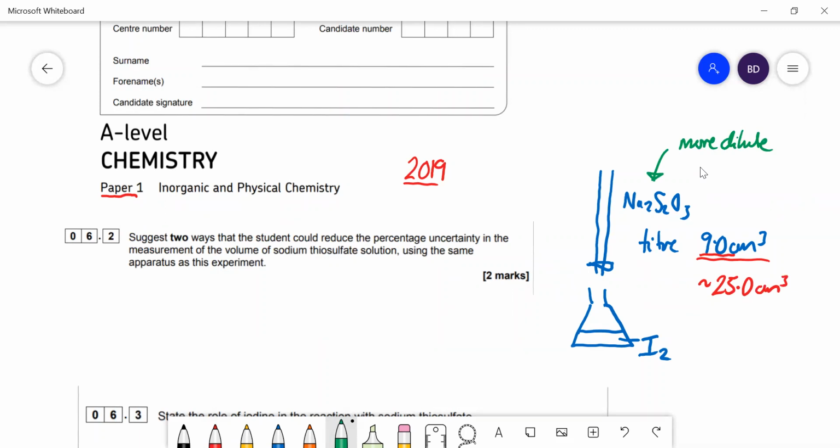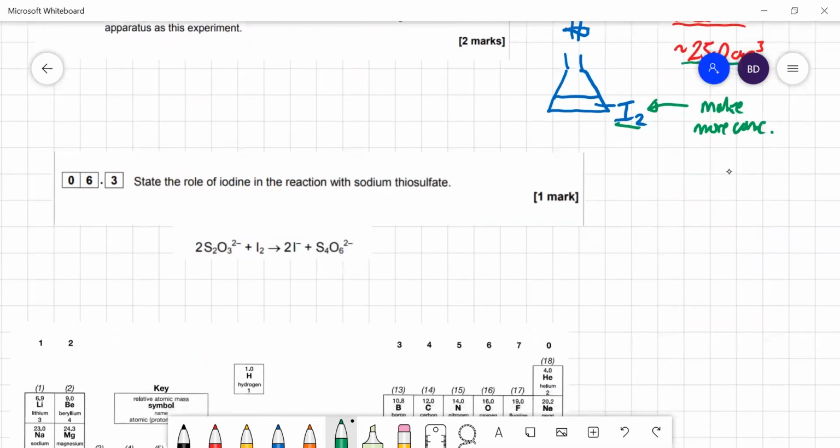The other thing you could do, so that you need more thiosulfate, is make the iodine more concentrated. That means you'll need more thiosulfate. So you want more moles of iodine in the flask. They quite regularly ask that question. You've got to recognise that you really want 25 centimetres cubed for a titre to get a reasonable percentage error. And you've got to change the concentrations of the other two things to make sure that your titre is big enough to give you an accurate result.